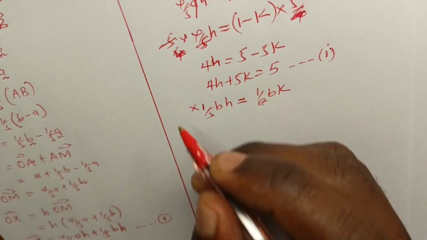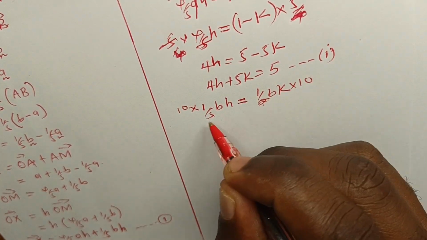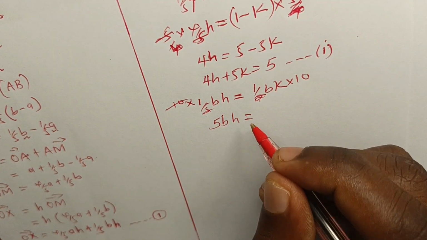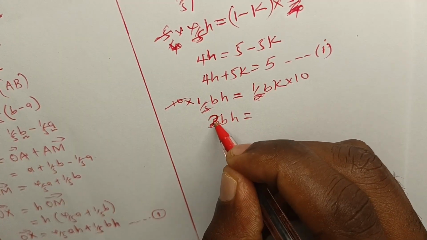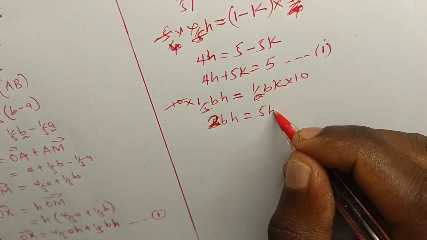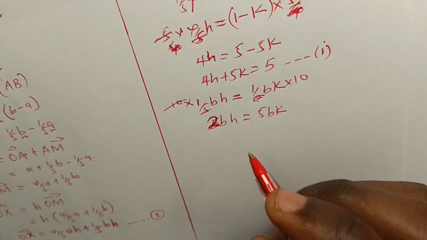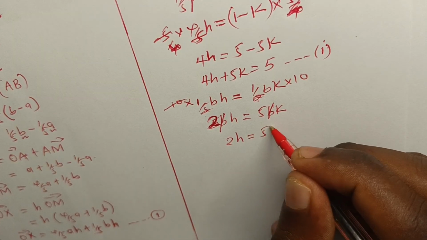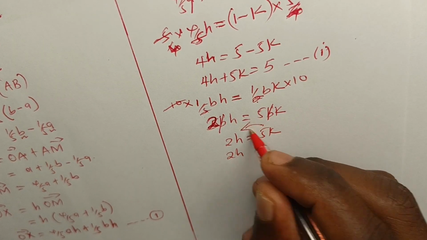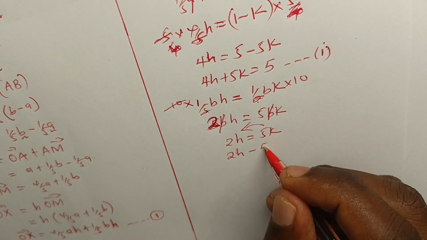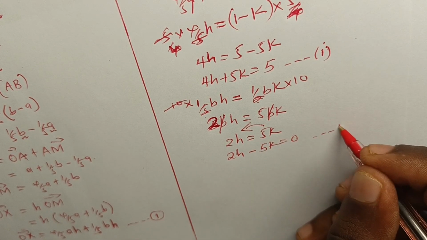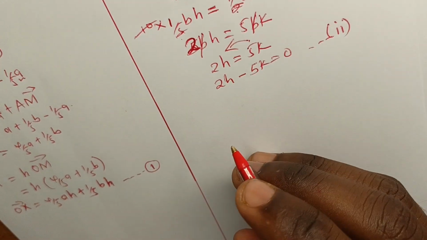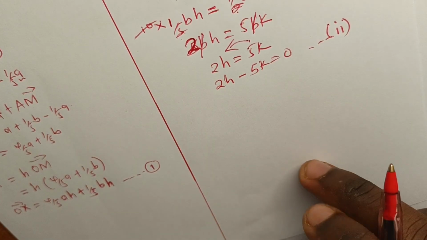Multiplied by the LCM of 5 and 2, this will be 10. This will give me 2bh is equal to 5bk. Remove b, remaining 2h is equal to 5k. Bring 5k to this side, so 2h minus 5k is equal to 0, and this will be the second equation. Solve the two equations simultaneously.